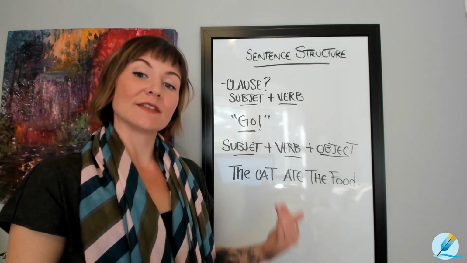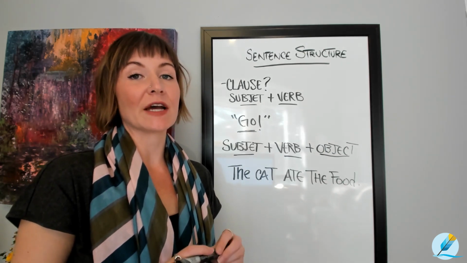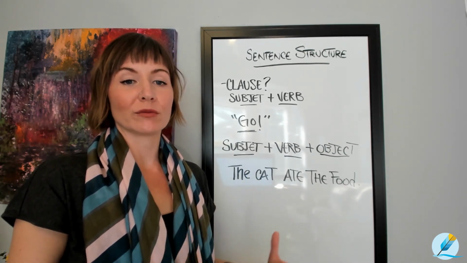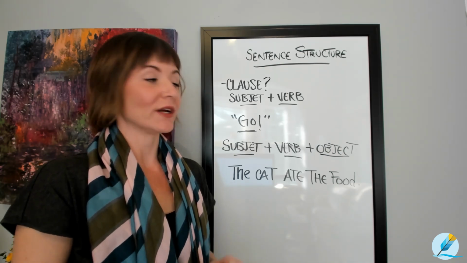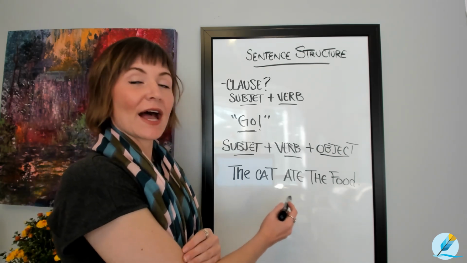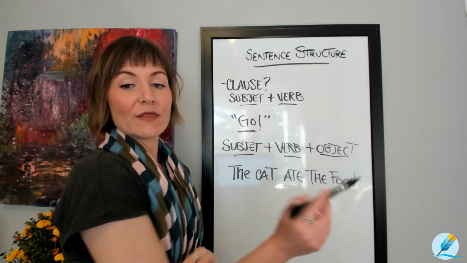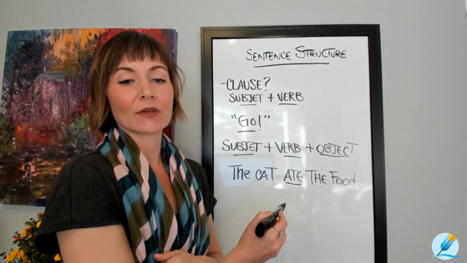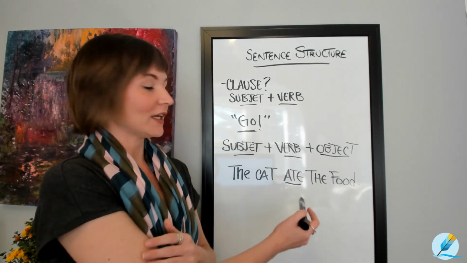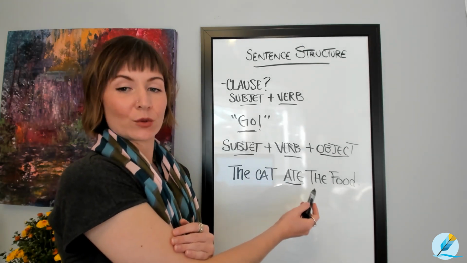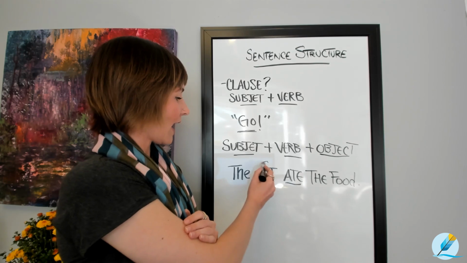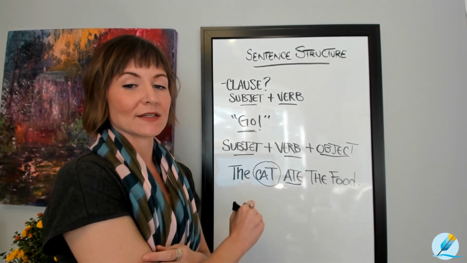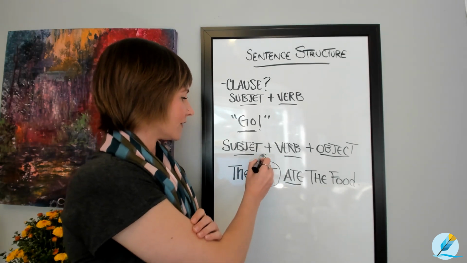You can find the subject in a sentence by first finding the verb and asking who or what verbs or verbed. For example, in our sentence, the cat ate the food, the verb here is ate. To find the subject, we can ask, who ate the food? The cat ate the food, so that makes it the subject of the sentence.